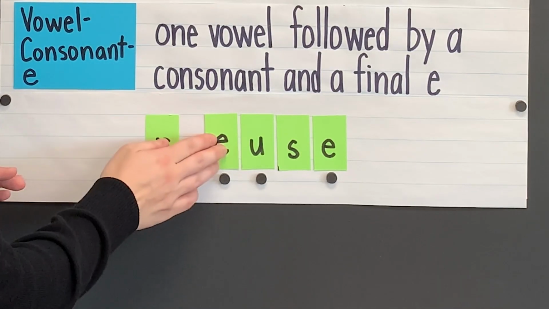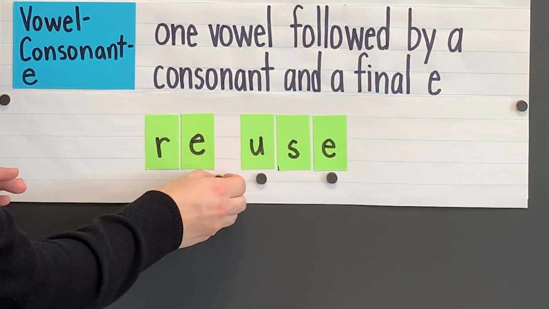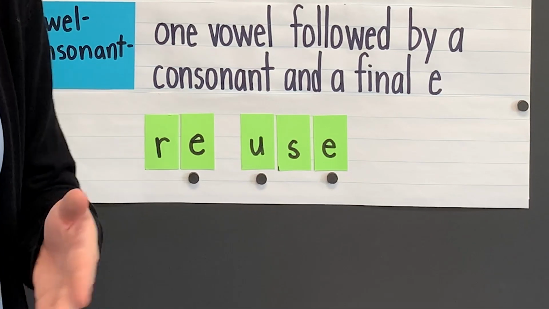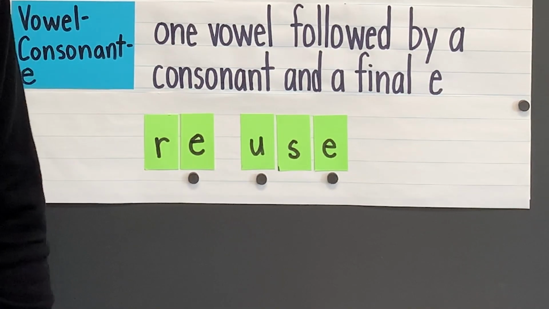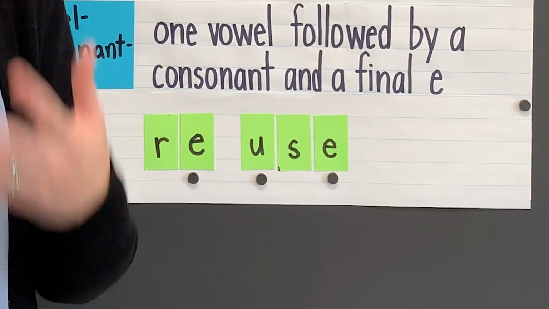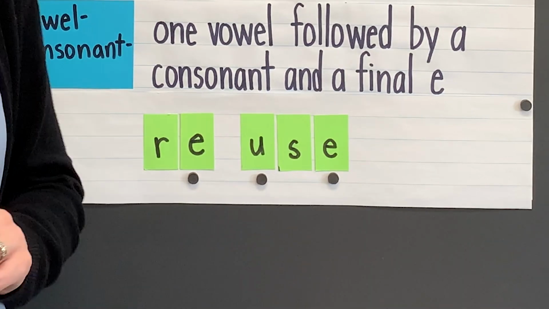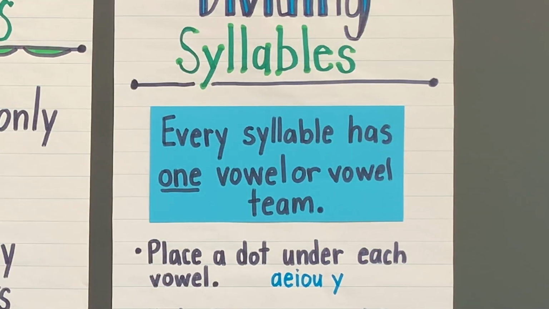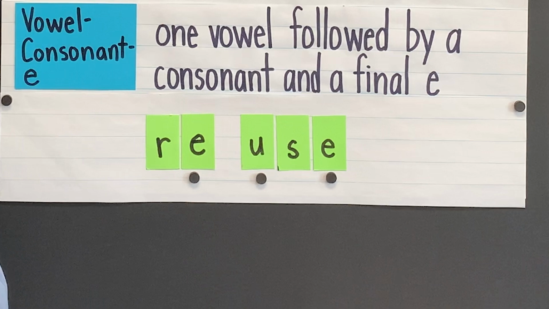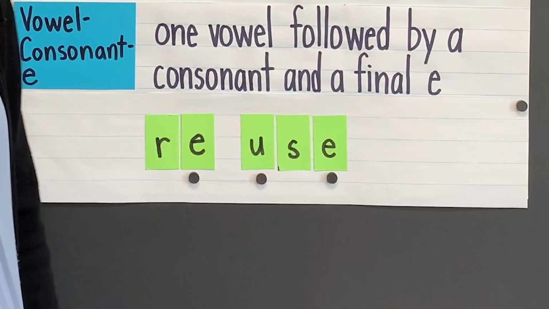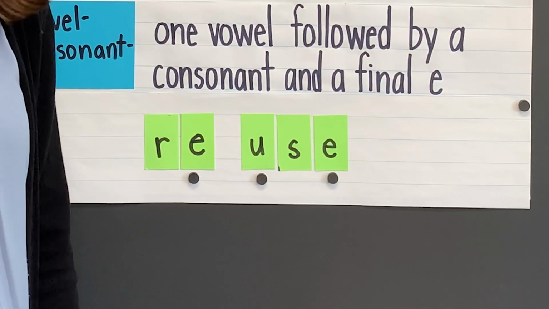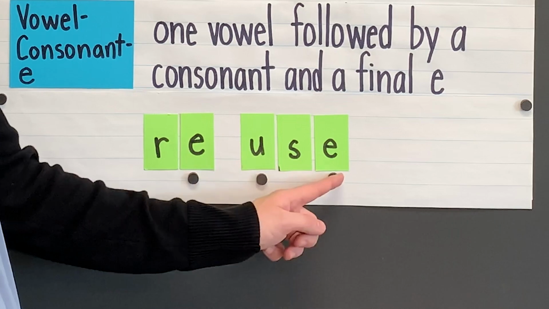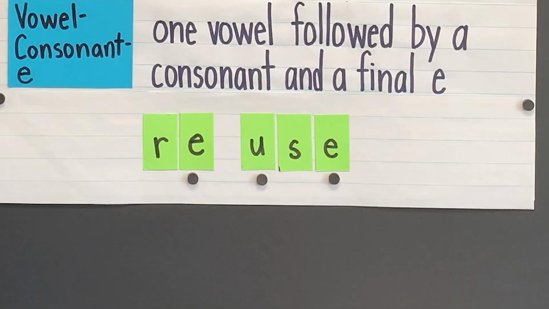I'm going to slide over the R and the E and make that the first syllable. E has to be in the first syllable because it's our first vowel. R can't be a syllable by itself because it's a consonant, and every syllable has a vowel or a vowel team. Now let's look at what's left. We have two vowels left. Do you think that means that we're going to have two more syllables?